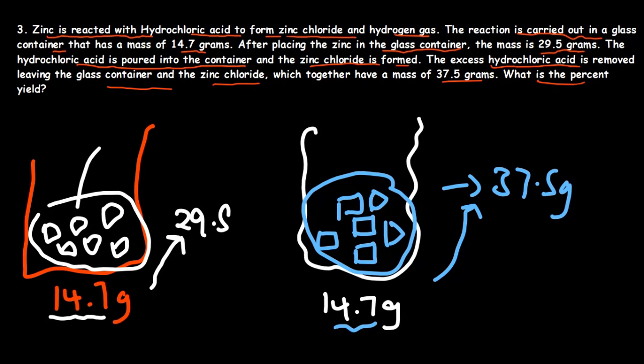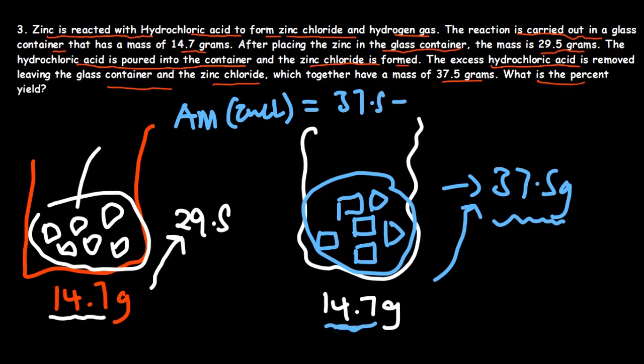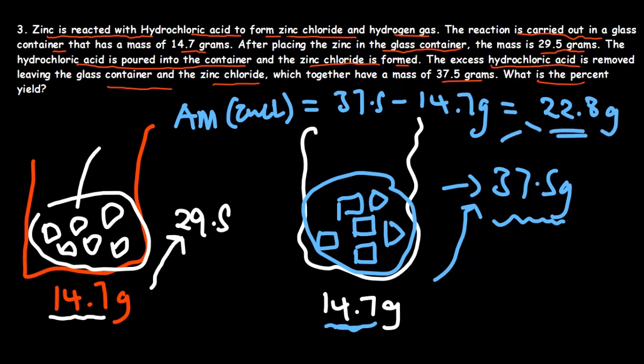Okay, so I'm going to say actual mass of zinc chloride that was produced is equal to the mass of the zinc chloride plus the container, which is 37.5, minus the mass of the container, which is 14.7 grams. So when you subtract this, we get the actual amount of zinc chloride that was produced. So this gives us 22.8 grams of zinc chloride. So this is the actual amount of zinc chloride that was produced. And then how do we find the theoretical mass that was produced?